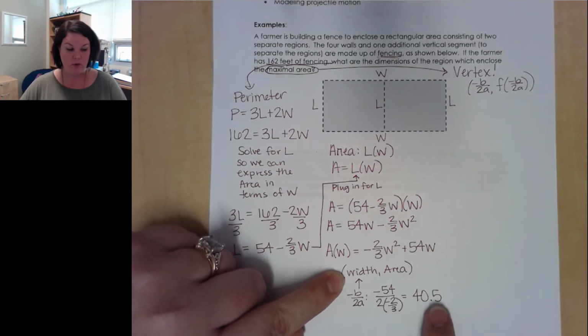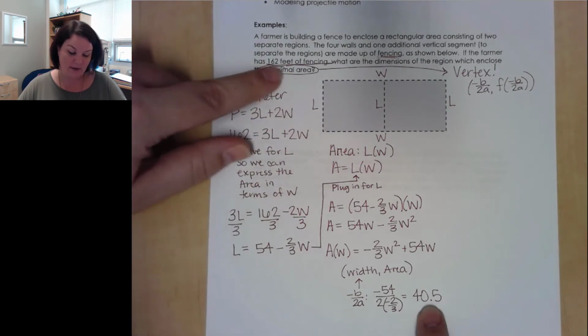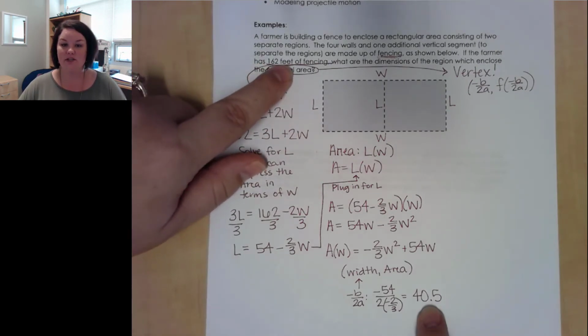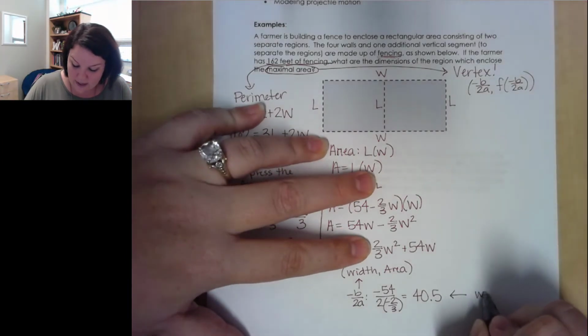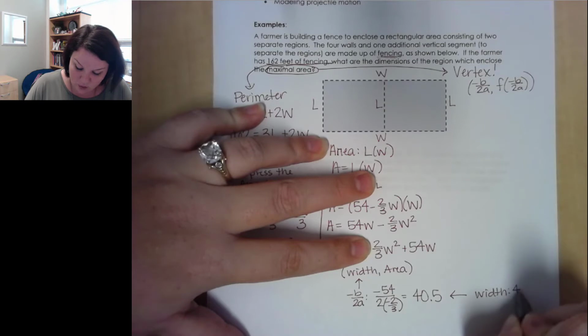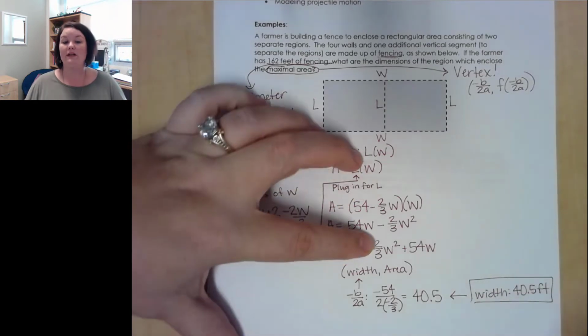Okay, so what we have found so far is that our width that would create a maximum area would be 40.5. Notice we were talking about fencing, and our dimensions are in feet. So what this tells me is that my width is 40.5 feet. Okay, so that's one dimension.